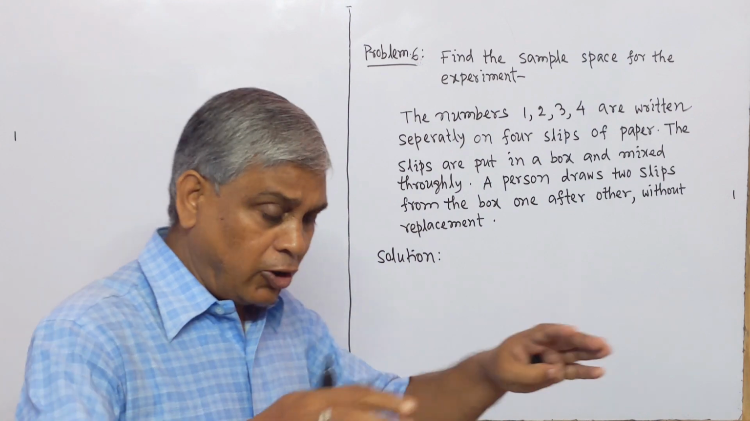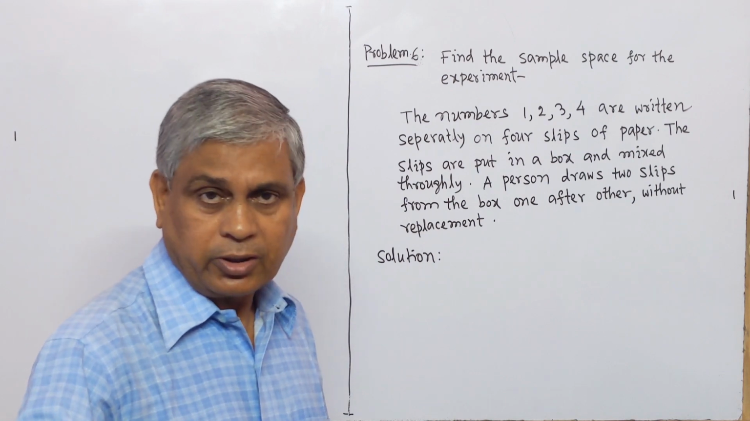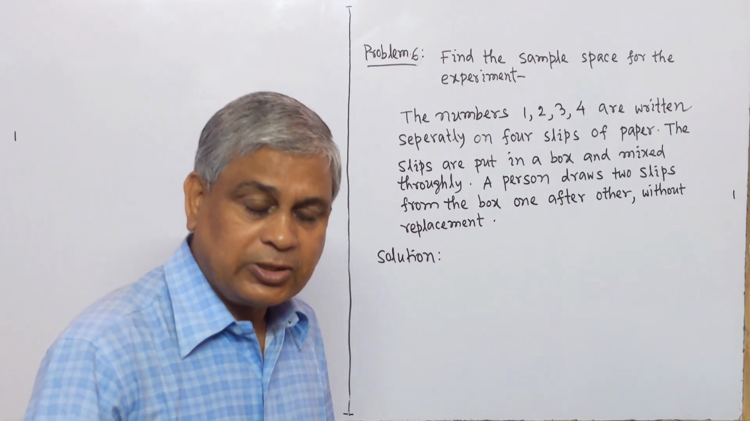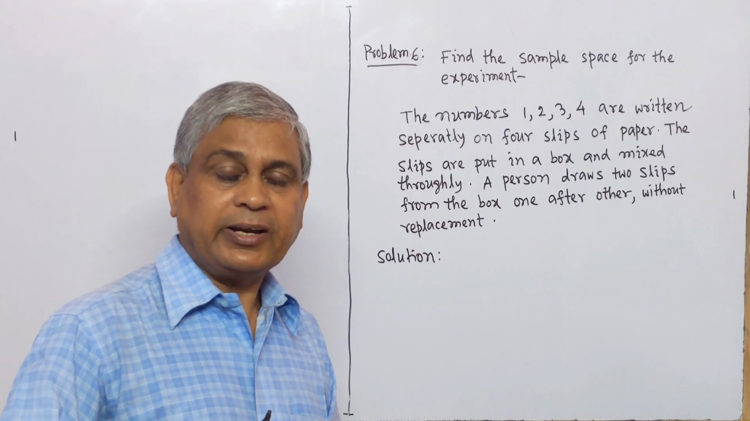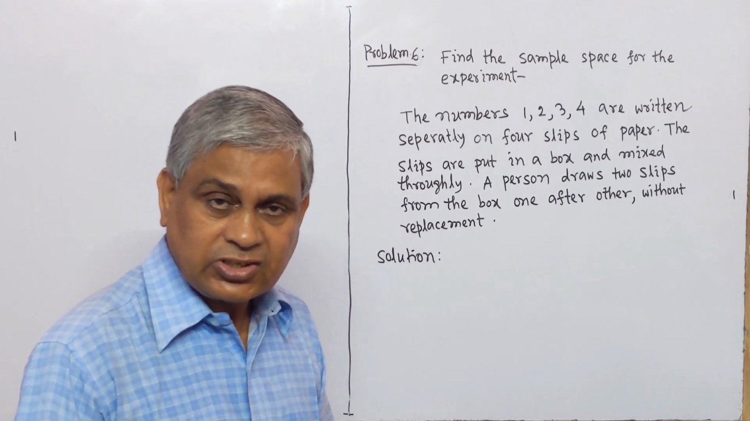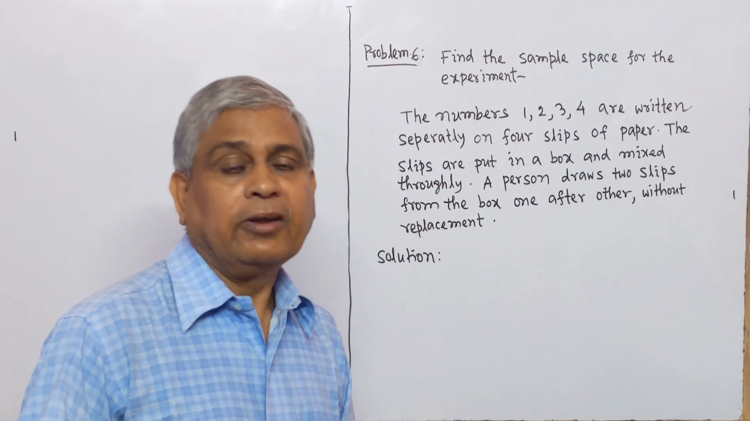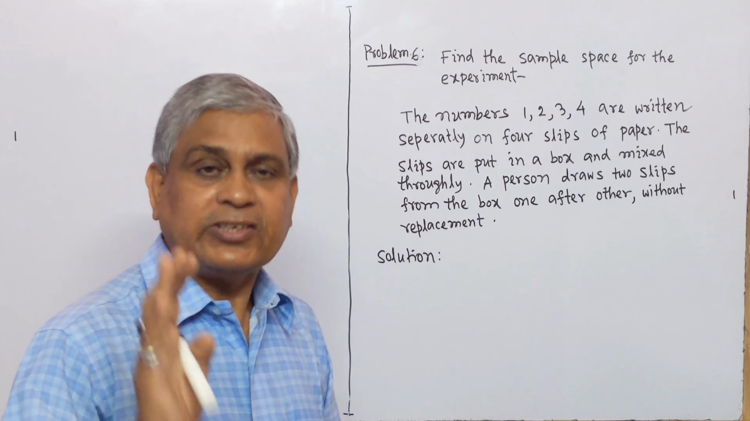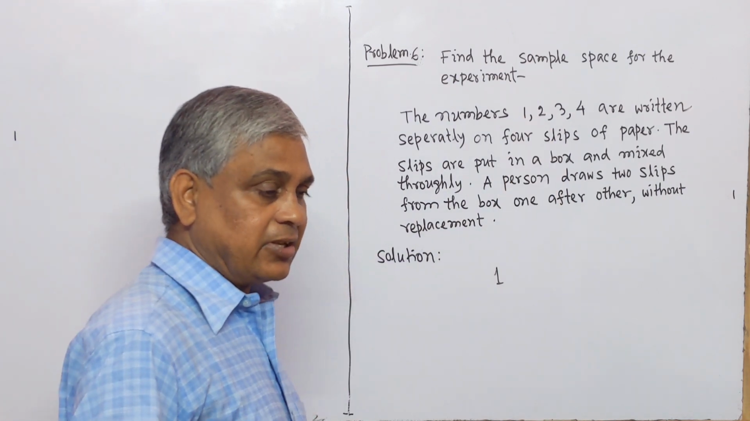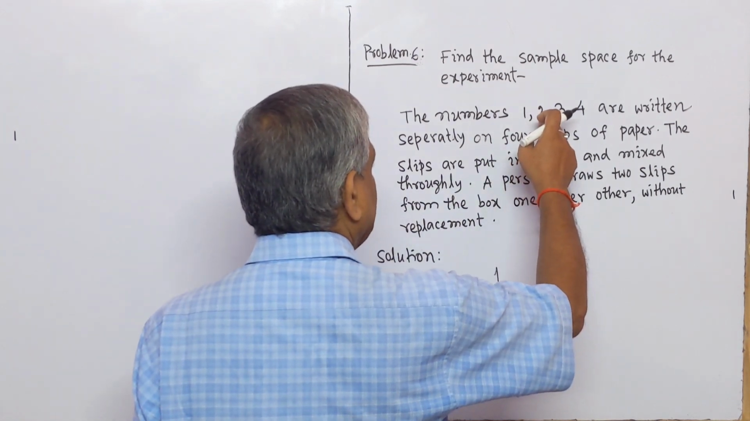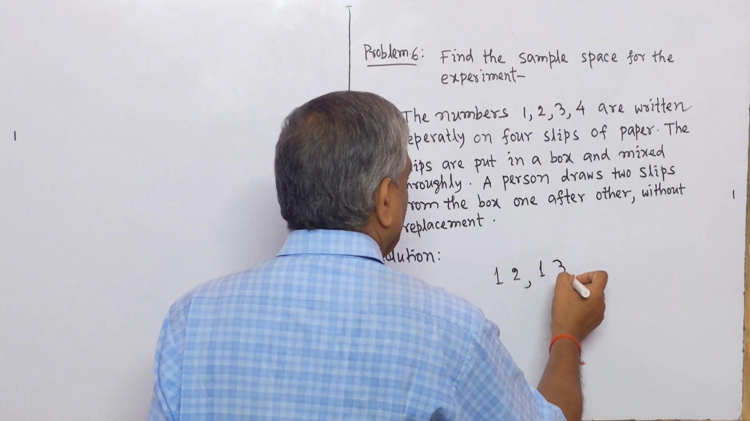Here in the box, 4 slips containing separately 1, 2, 3, 4. We have to take firstly 1 slip, and we take it outside without replacement, means we do not return back this slip. Then we take another slip from the box. Then we have to find the sample space. Let we take the slip containing 1 in the first chance. Then in the second chance it may be 2 or 3 or 4.